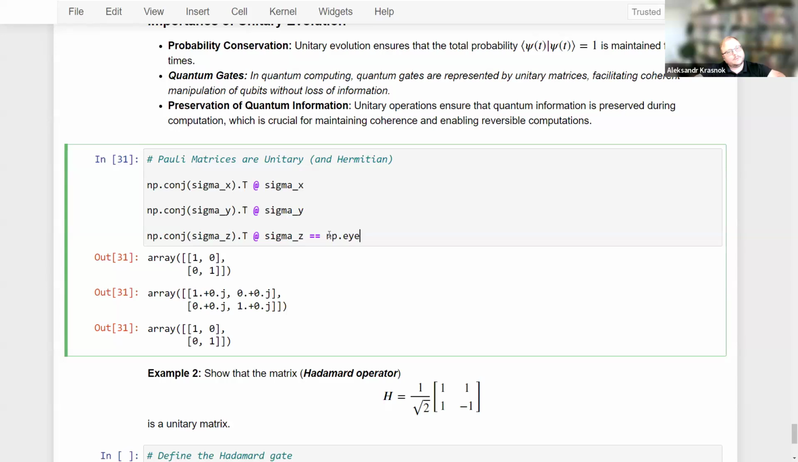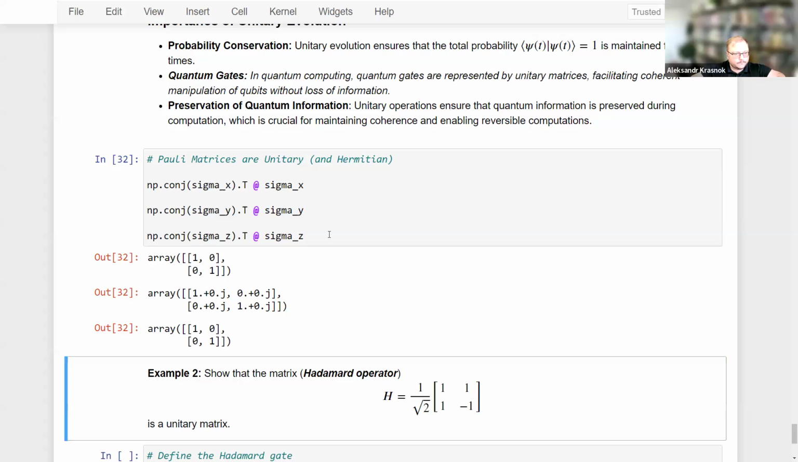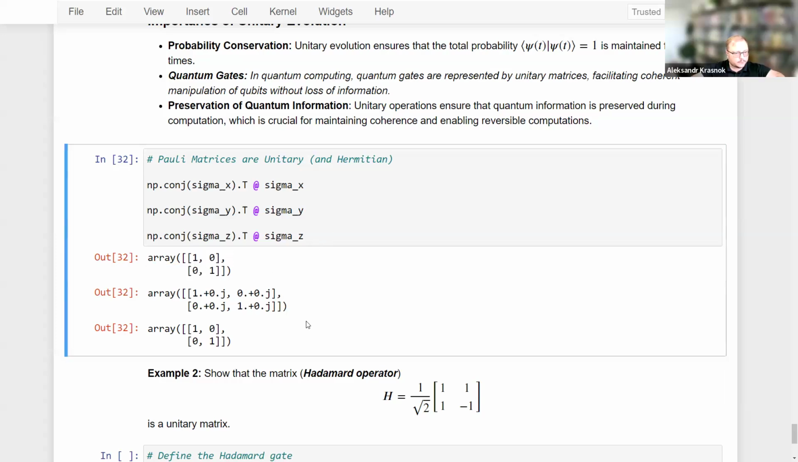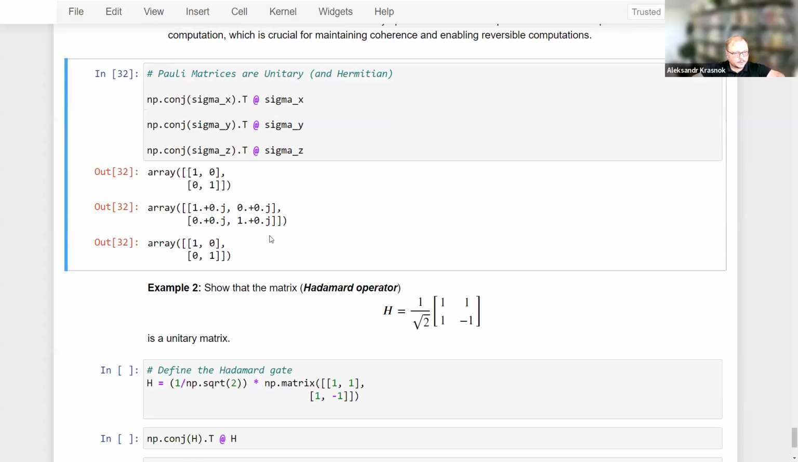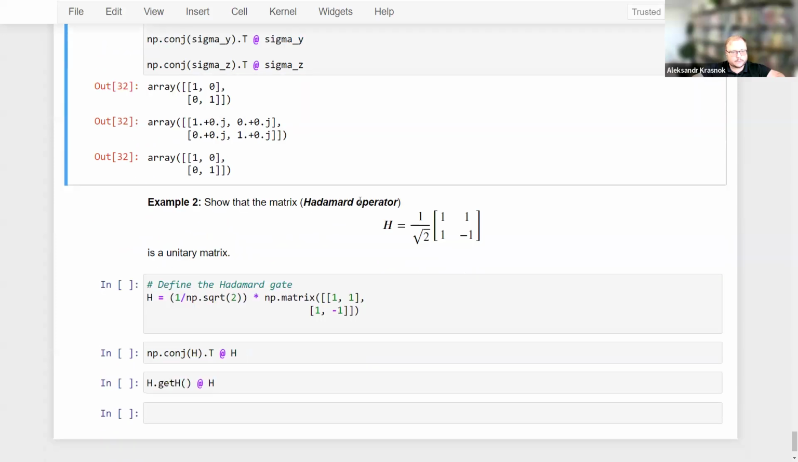No, it's not 0. It's an identity matrix. It's easily seen that these matrices give identity matrices.